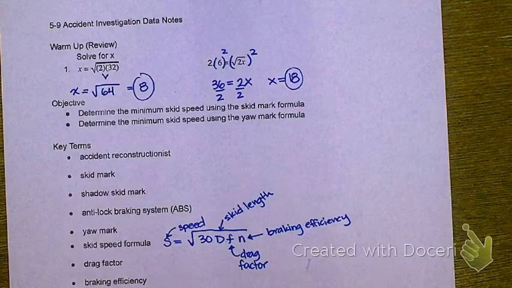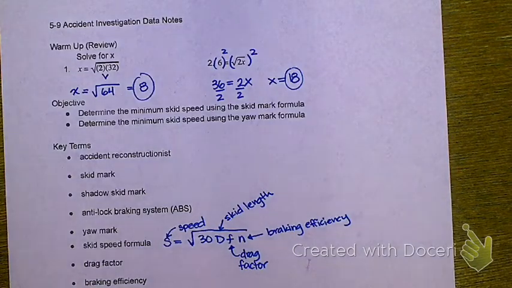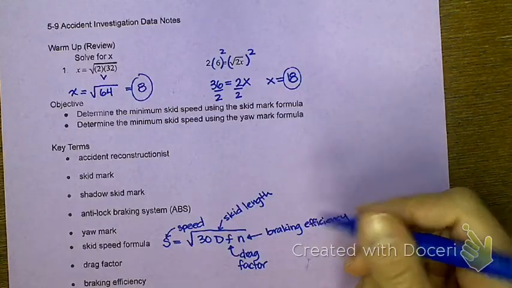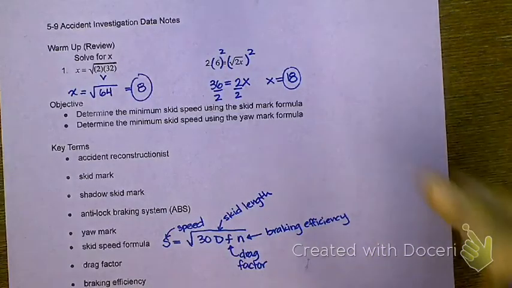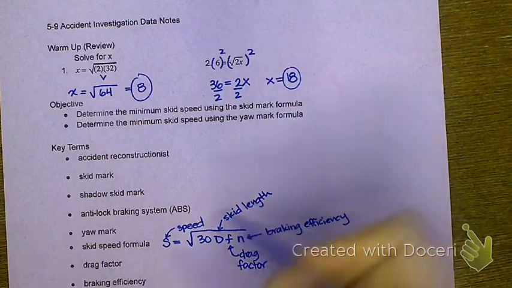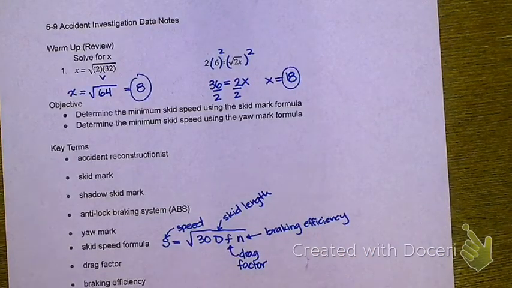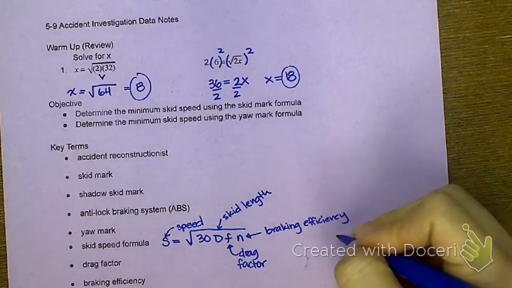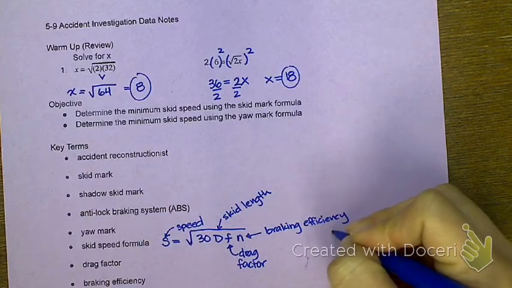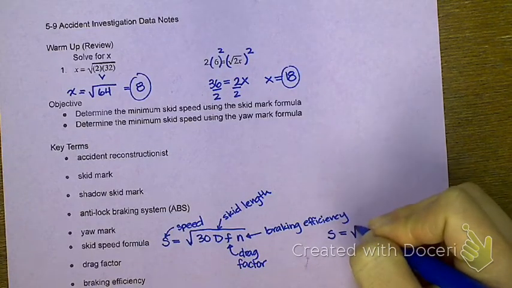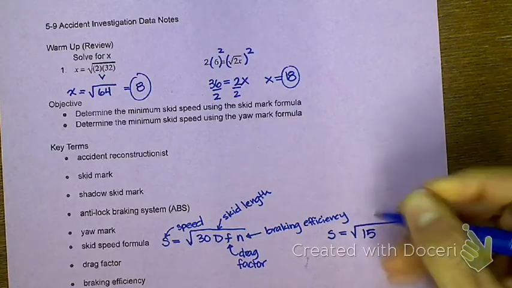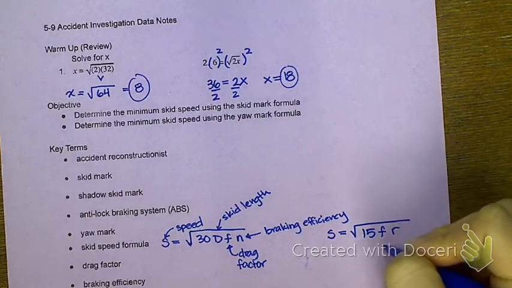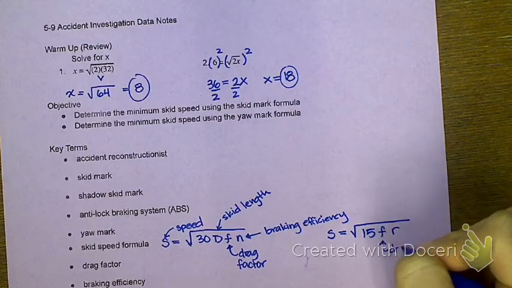All right. There is another formula that we sometimes use for our speed, for how fast the car was going when it entered the skid, and that formula is different when we're not looking at skid length, but when we're looking at yaw, which is when it makes a curved mark instead of a straight mark. So that formula is going to be slightly different. It's going to be S is equal to the square root of 15 times F times R. And in this case, F is still going to be your drag factor.